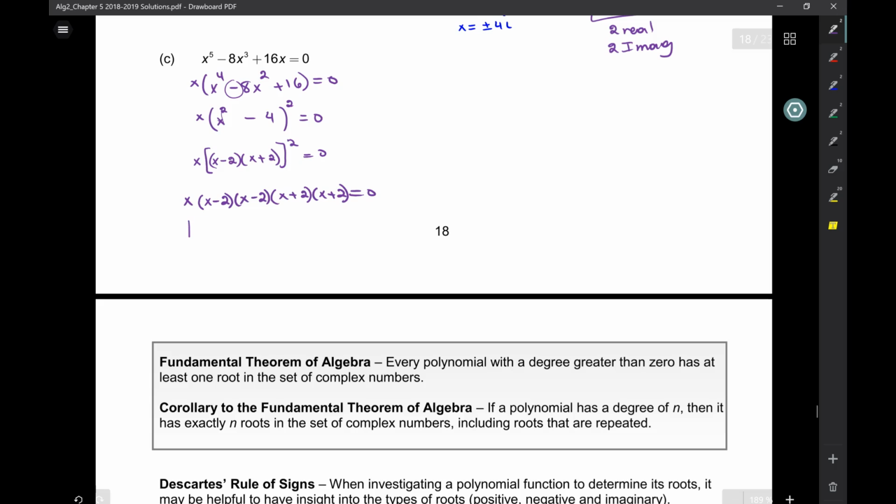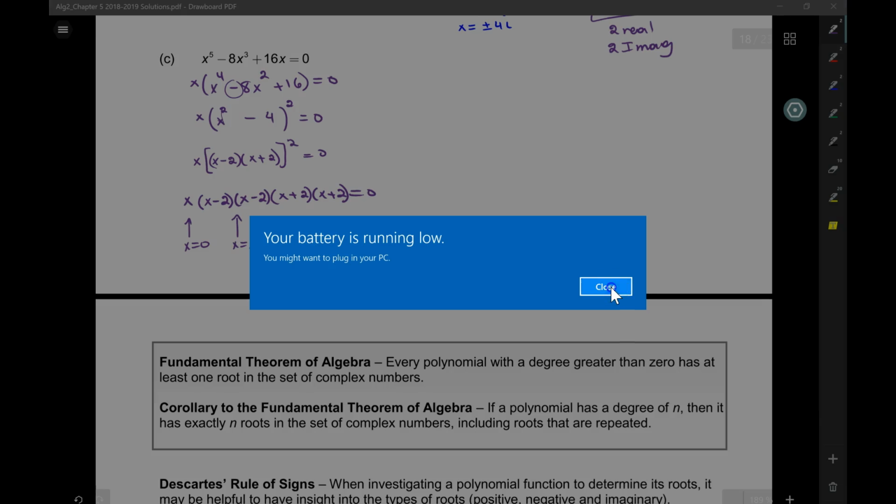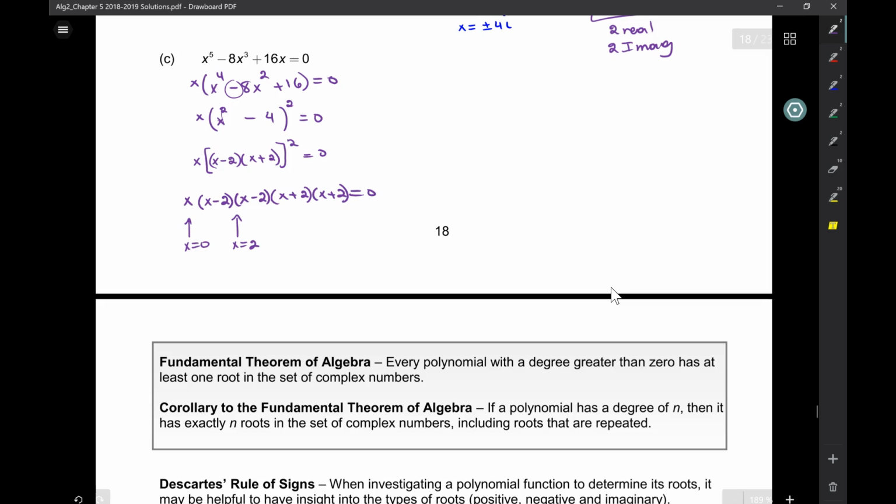So look, from here I get x equals 0, x equals 2 twice, right? I only write it once. We call that a repeating 0. This is a repeating 0. And then here, x equals negative 2, repeating 0. You have to write repeating. So we're going to revisit it later. You can either say a repeating 0 or multiplicity of 2.